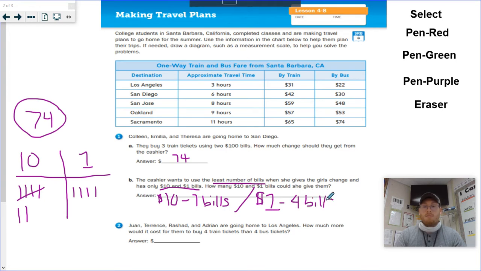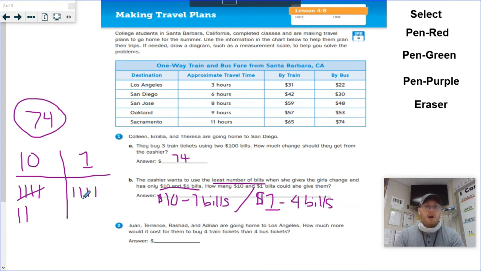And again, I could double check my work by actually going through step by step. I could go 74 minus 10 equals 64. Minus 10, 54. Minus 10, 44. Minus 10, 34. Minus 10, 24. Minus 10, 14. Okay, minus 10, 4. I can't do any more sets of 10. So then I would do 4 minus 1 is 3. 3 minus 1 is 2. 2 minus 1 is 1. 1 minus 1 is 0. The whole goal of this problem is to try to get down to $0 left.